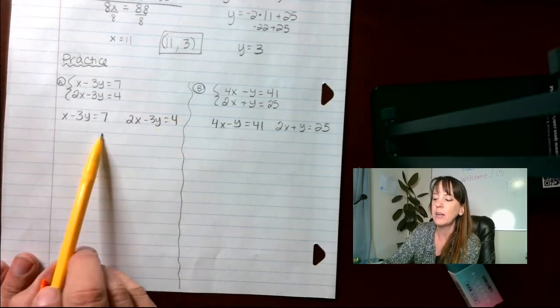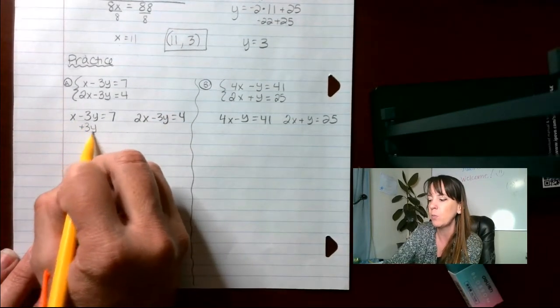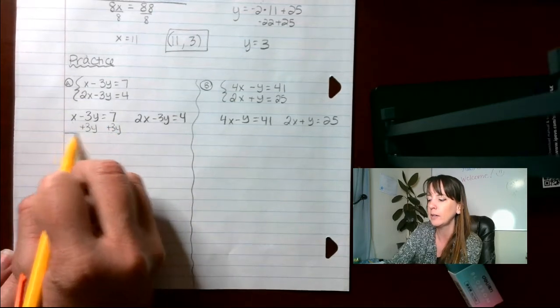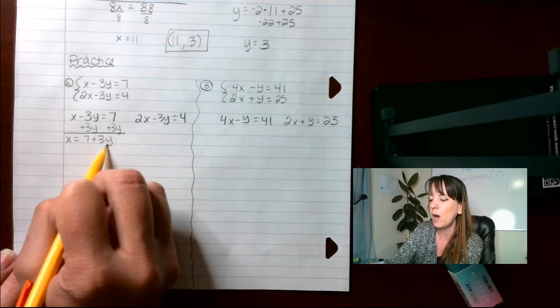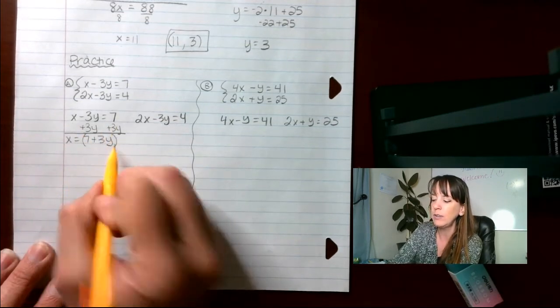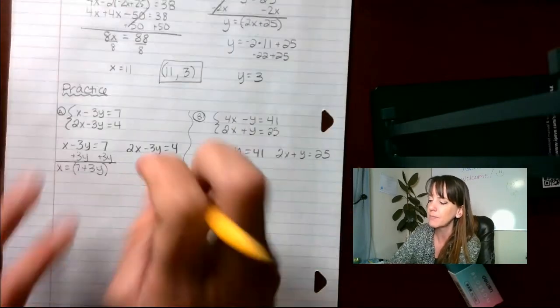We need to find one variable that's by itself. Looks like this x is, so we're going to get it all by itself by adding 3y to both sides. Move that 3y over. x equals 7 plus 3y. So x equals all that garbage there. We're going to come back over here and install our garbage can.